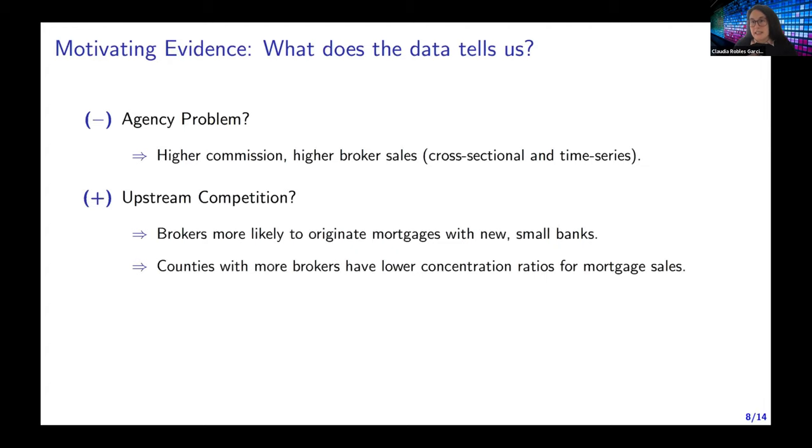The second thing that I see in the data is that whenever there's a lot of brokers in one county, competition amongst the banks is also very high. It's also the case that brokers are a lot more likely to sell mortgages from these small new banks. So at the end of the day, if you look at the data, it seems that the trade-off that I've been talking to you about is actually there. And what I'm going to do next is develop a model to quantify this trade-off in equilibrium. And then I'm going to use the model to simulate policy regulation.